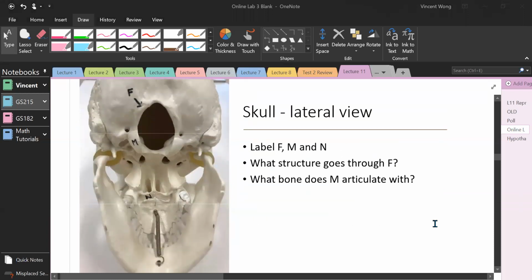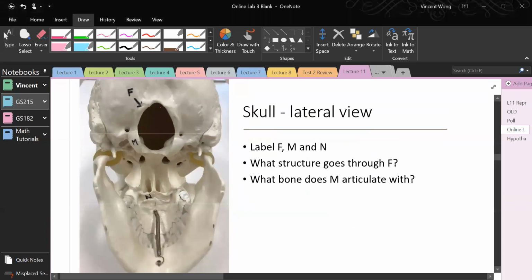All right, bottom of the skull. Anybody remember the name of this hole? Just checking to see if you're still with me. What is the name of this hole?